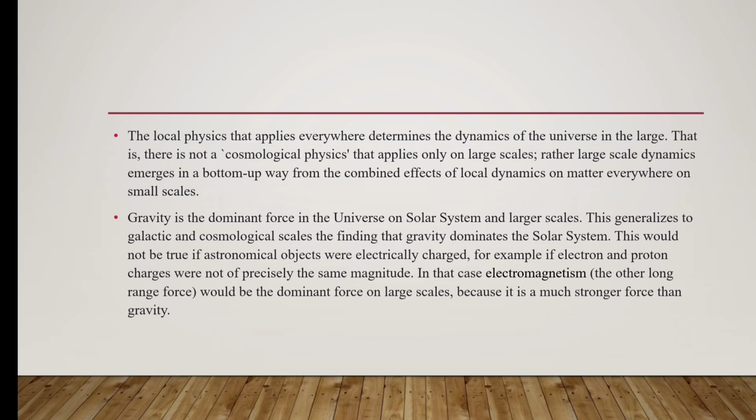Rather, large-scale dynamics emerges in a bottom-up way from the combined effects of local dynamics on matter everywhere on small scales. Gravity is the dominant force in the universe on solar system and larger scales. This generalizes to galactic and cosmological scales the finding that gravity dominates the solar system. This would not be true if astronomical objects were electrically charged. For example, if electron and proton charges were not of precisely the same magnitude, then electromagnetism would be the dominant force on large scales because it is a much stronger force than gravity.